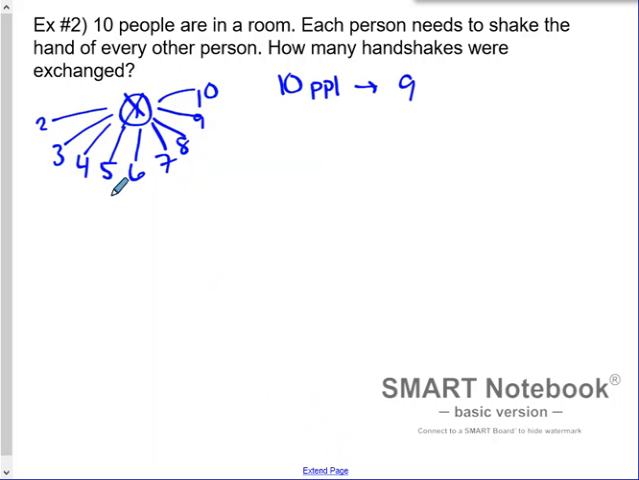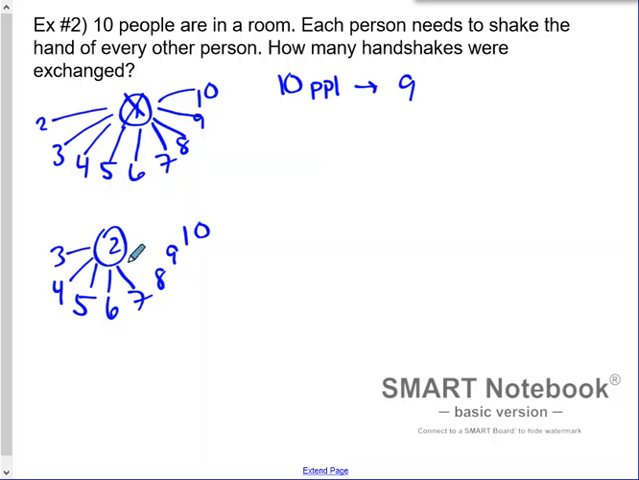So they are done. And now on to person number 2. Okay, so person number 2 is going to go shake hands with everybody else. So person number 2 is going to shake hands with 3, with 4, with 5, 6, 7, 8, 9, and 10. Okay, but they don't need to shake hands with person number 1 again because they've already shaken their hand. So this will be 1, 2, 3, 4, 5, 6, 7, 8 handshakes in round 2. So when I have 9 people, I get 8 handshakes.